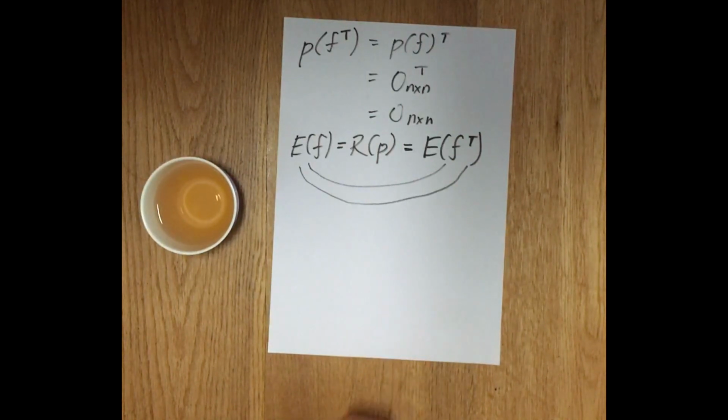Let me say that again. So we consider the vanishing polynomials of f. We look at the one that has the smallest degree as a polynomial. And we discover that there is only one polynomial of the smallest degree. And that this minimum polynomial has the property that its roots are precisely the eigenvalues of f.